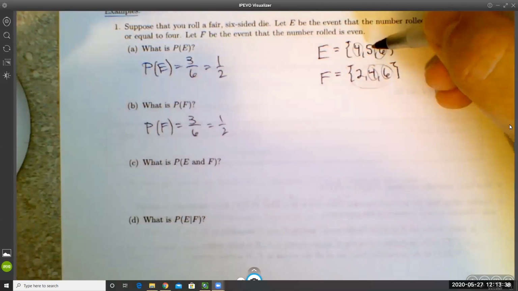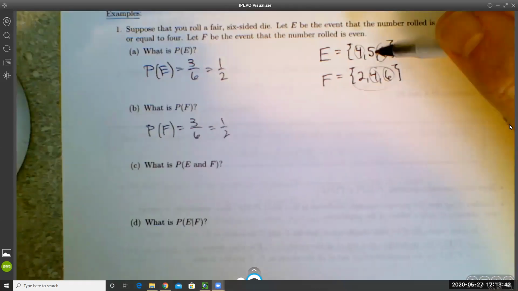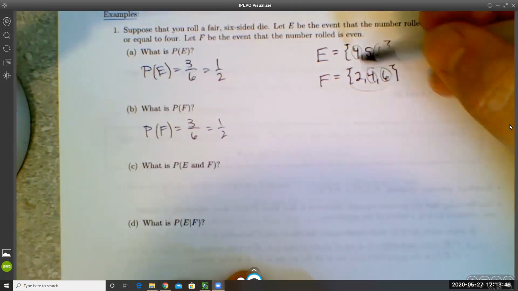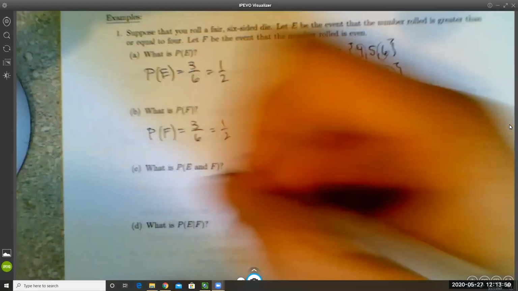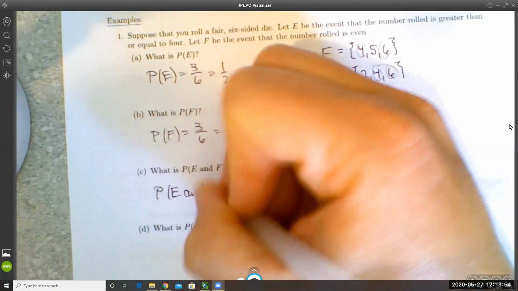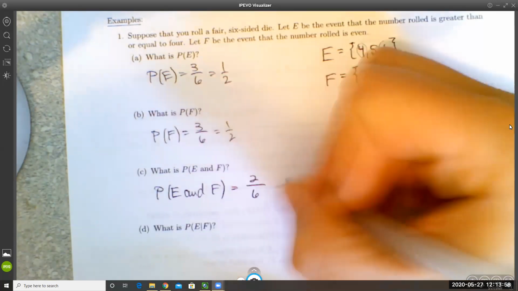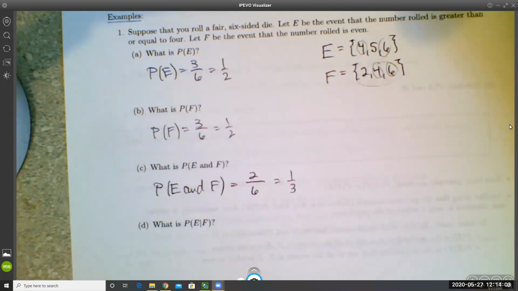If you roll a 5, then E is satisfied, but F is not. And so E and F is not satisfied, right? But there are two ways that you could satisfy both of those events at the same time, and that's by rolling a 4 or by rolling a 6. So probability of E and F is 2 out of 6. In other words, 1/3. Now part D, the new thing. What is probability of E given F?